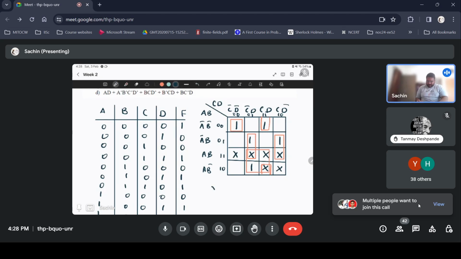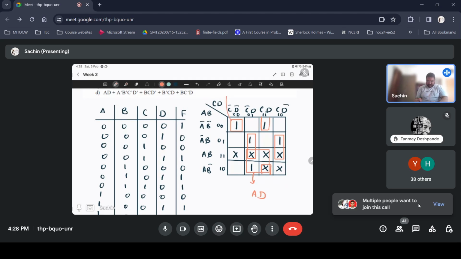Now the output expression in each group only contains those terms that are not changing within the group. So here if you take this quad here, B is changing to B bar, so B is eliminated, and C bar is changing to C, so C is eliminated. So this block gives you AD.